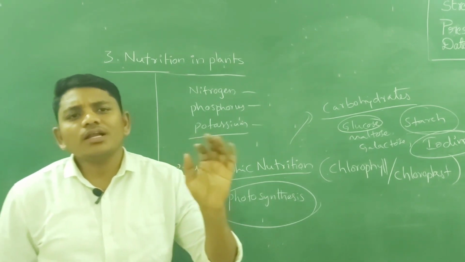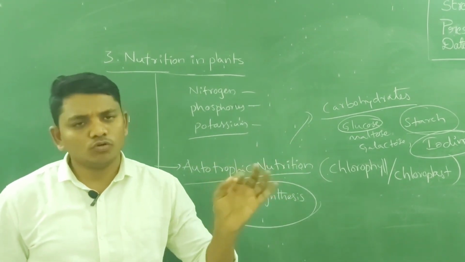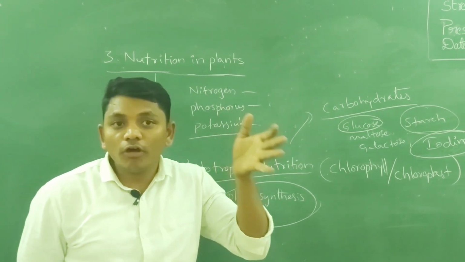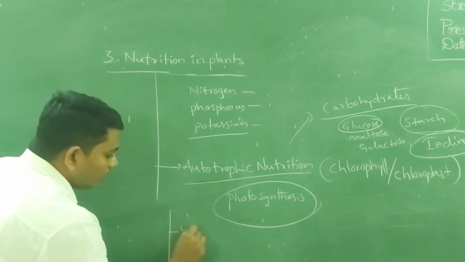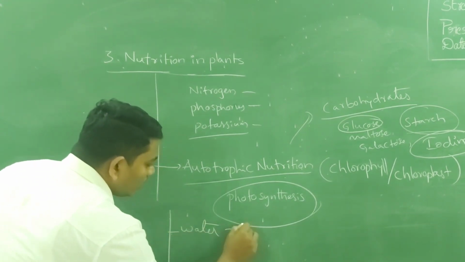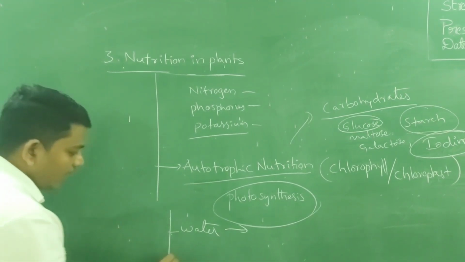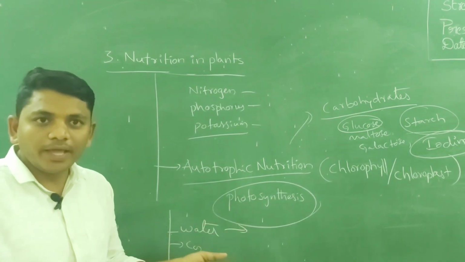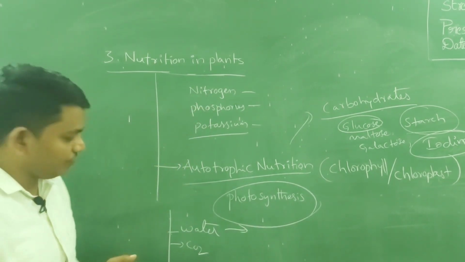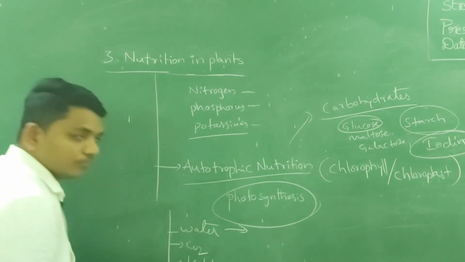Here plants are autotrophs, they can synthesize their own food, that is why they are called autotrophs. They use 4 factors for photosynthesis. First one, water. Water comes from the soil to the plant, and CO2, carbon dioxide, is available to the plant from the atmosphere. And the third one is light, which comes from the sun.